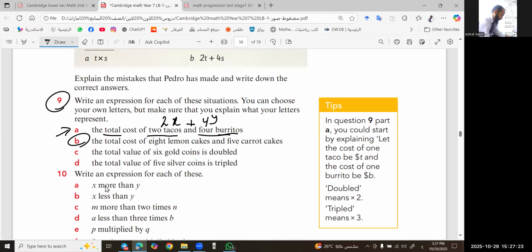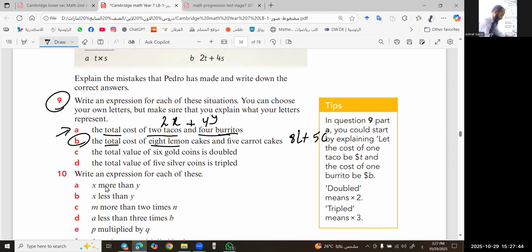I solve it. The total cost of 8 lemon cakes and 5 carrot cakes. Not 4, 8 lemon. So we can write 8L plus, because he tells me total, cakes and 5 carrots. So 5C.